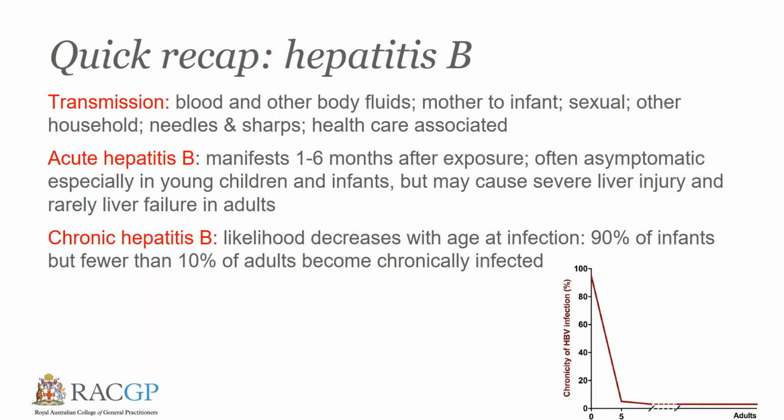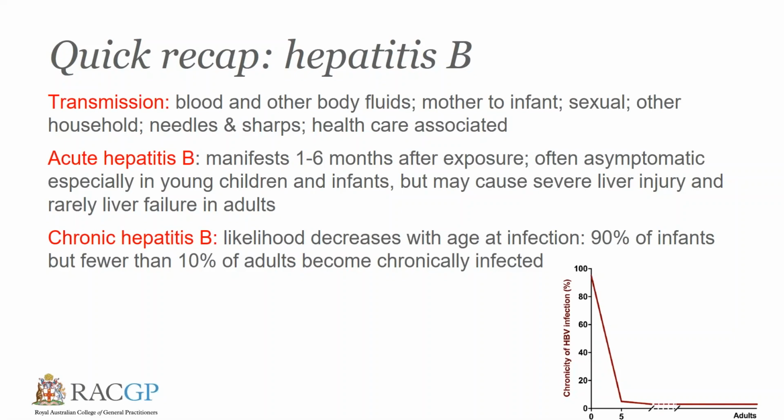So acute hepatitis B will manifest somewhere between 1 and 6 months after someone's exposed to the virus. It's often asymptomatic, especially in young children and infants, but it can still cause severe liver injury, and rarely it can cause liver failure in adults. But we do rarely encounter acute hepatitis B. Certainly chronic hepatitis B is the condition we're talking about tonight.